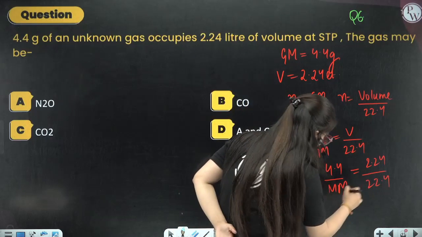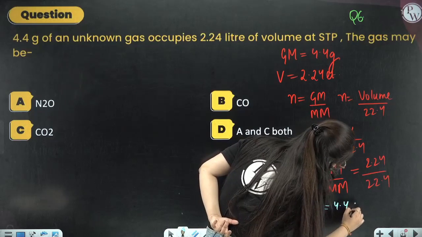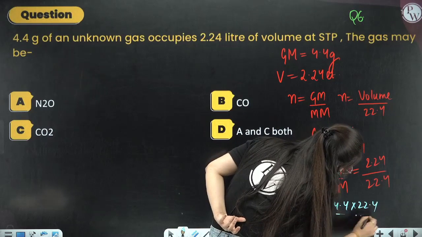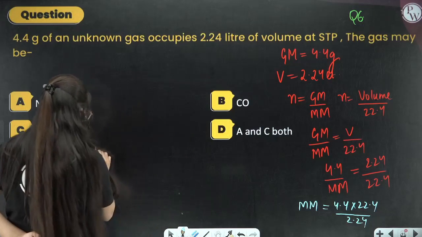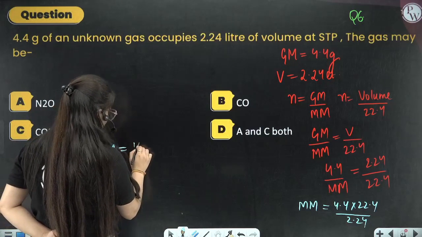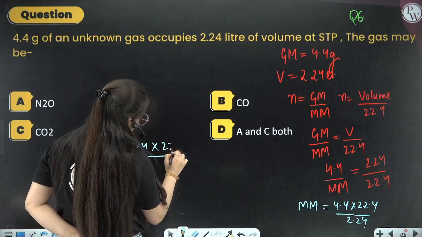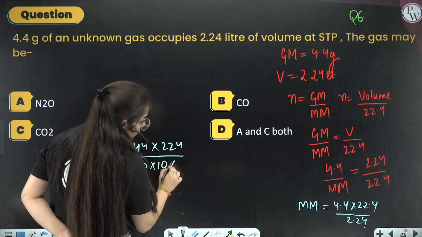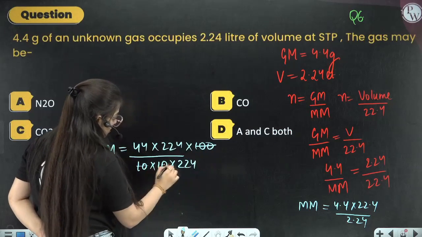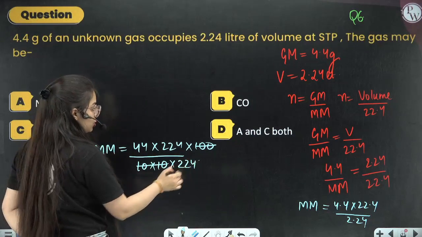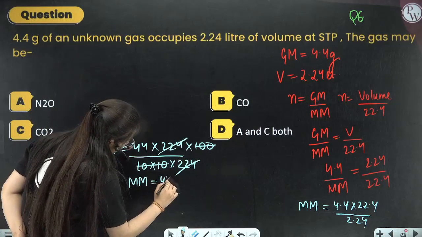See, if we need to calculate molecular mass, it comes out to be 4.4 into 22.4 divided by 2.24. Now let us take all the decimals over here. Molecular mass is 4.4 can be written as 44 by 10 into 22.4. I can write again 10 below. Then we have 2.24. That means 100 will go like this. So this is basically 100 gets cancelled. 224 gets cancelled. We get molecular mass as 44 grams.